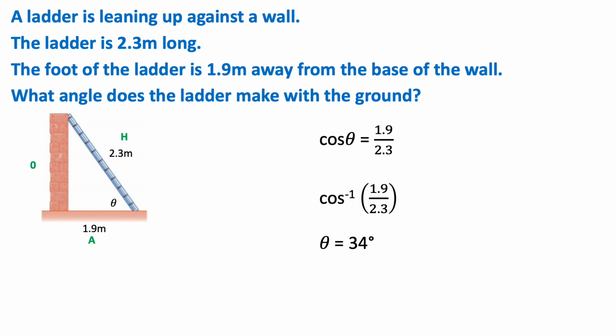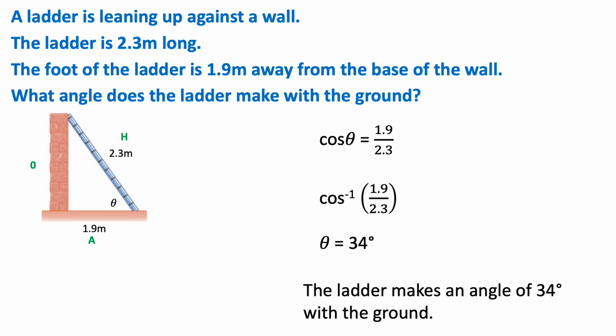The best way you could have written it in words is the ladder makes an angle of 34 degrees with the ground. All right, and that's perfect working out. We're going to do 3 more examples. We'll go a little bit quicker as you get the hang of it, but the hardest bit is turning the words into a picture. Let's do one very similar so we can get the hang of it.